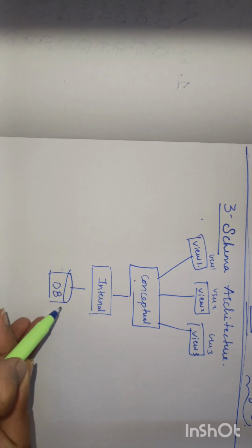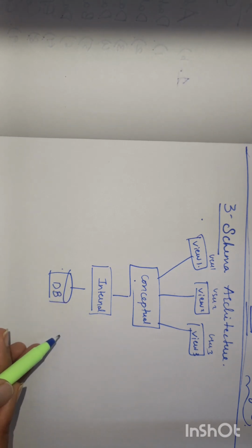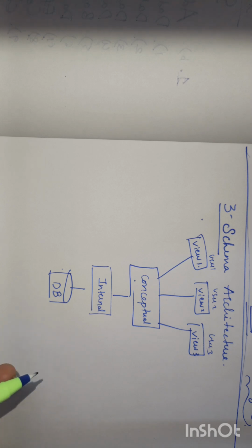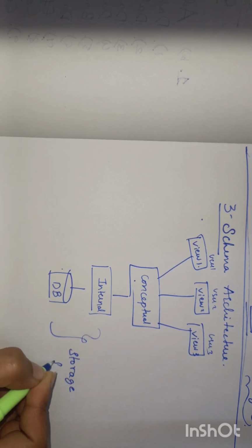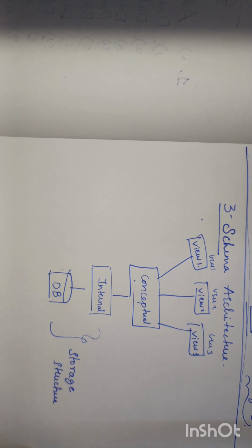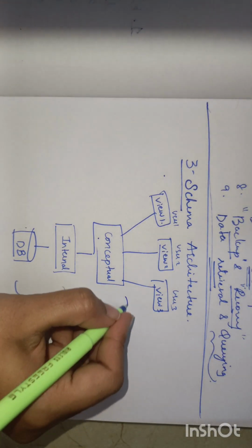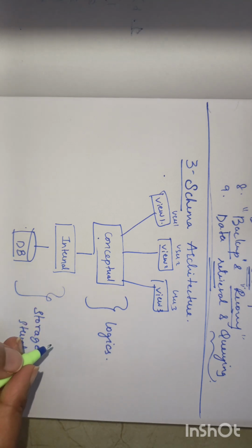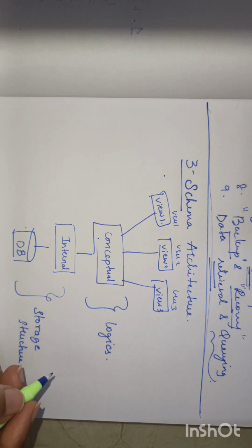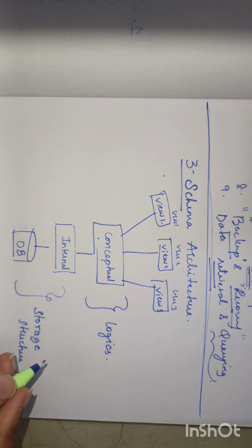Internal schema or the physical database, the physical schema is nothing but it says how the data is stored physically in the database. Basically, it deals with the storage structure. This deals with the storage structure and how the data is stored in the database. Conceptual schema deals more with the logics. It says what kind of database entities you have, the relationships and the constraints. So, this is more or less like the logical structure.